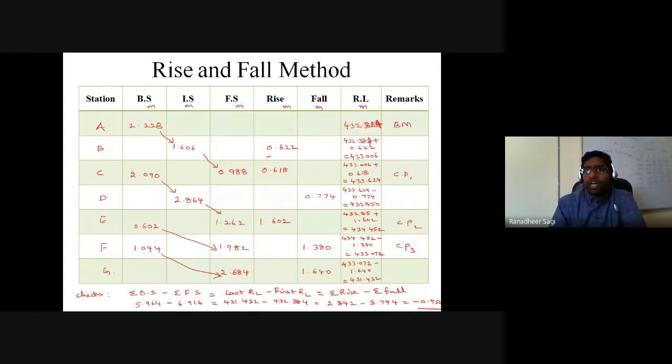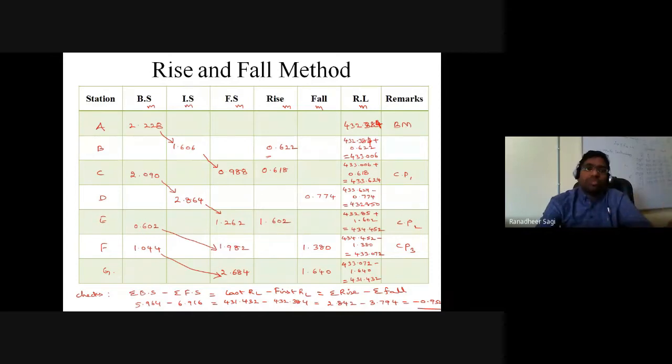Okay, so when it comes to height of instrument method, you have only 2 check conditions. That is, summation of backside minus foreside is equal to last RL minus first RL. That is one of the arithmetic check conditions you are comparing with. But in the case of rise and fall method, you have another condition additionally coming into picture, with respect to which you can cross verify whether your calculations are correct or wrong.